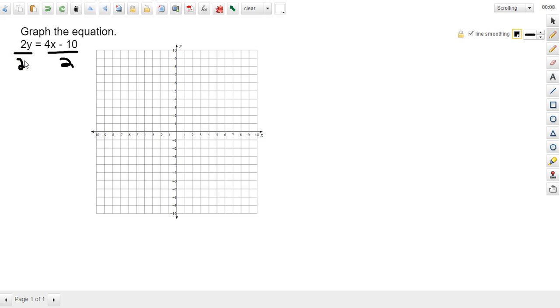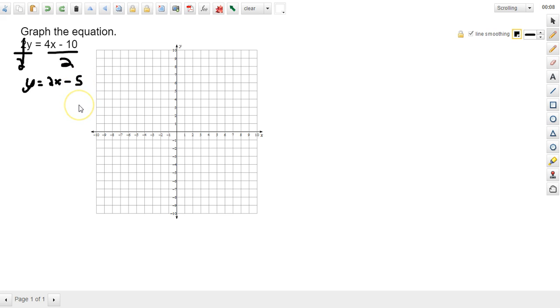And also, when we're simplifying equations, if we do it to one side, we also do it to the other, so that 2 cancels. And now conveniently we have y there. And then 4x divided by 2 is 2x. And then a minus 10 divided by 2 is 5. So now we have this equation simplified.